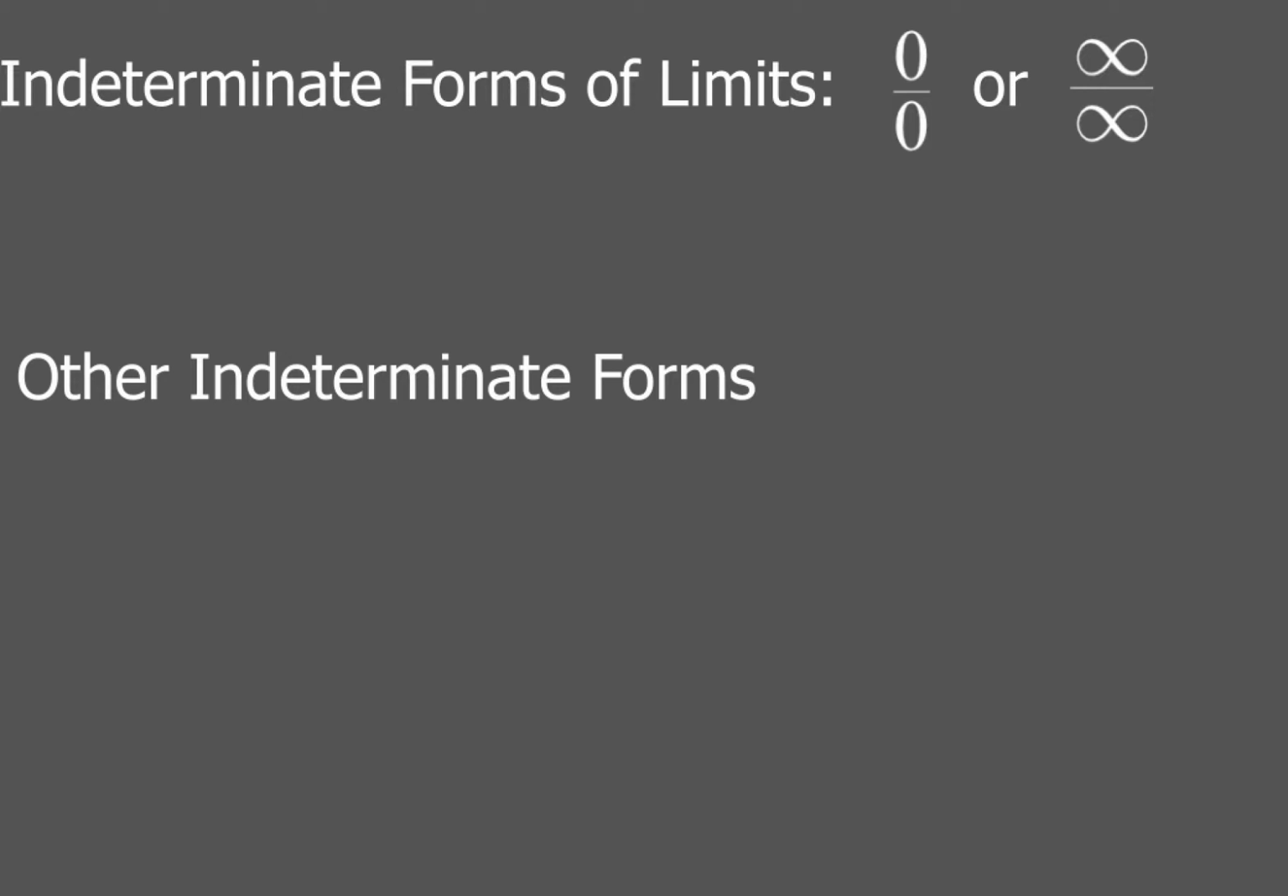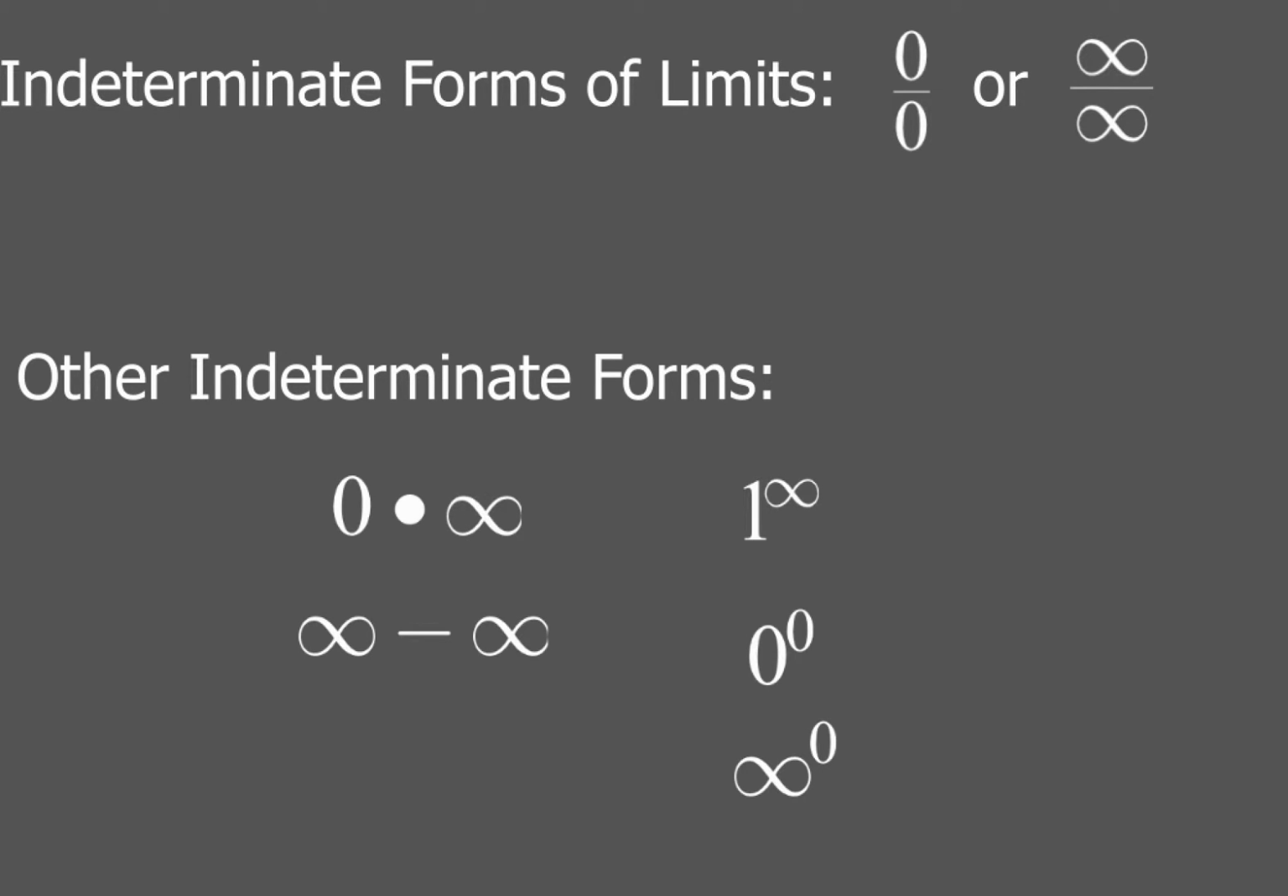Now, there are several other indeterminate forms: 0 times infinity, or infinity minus infinity, 1 to the infinity, 0 to the infinity, and of course, infinity to the 0 power. Anytime you end up with one of these other indeterminate forms, we've got to do some math trickery, some algebra, using properties of natural logs to get that other indeterminate form to be either 0 over 0 or infinity over infinity. So, enough about that.